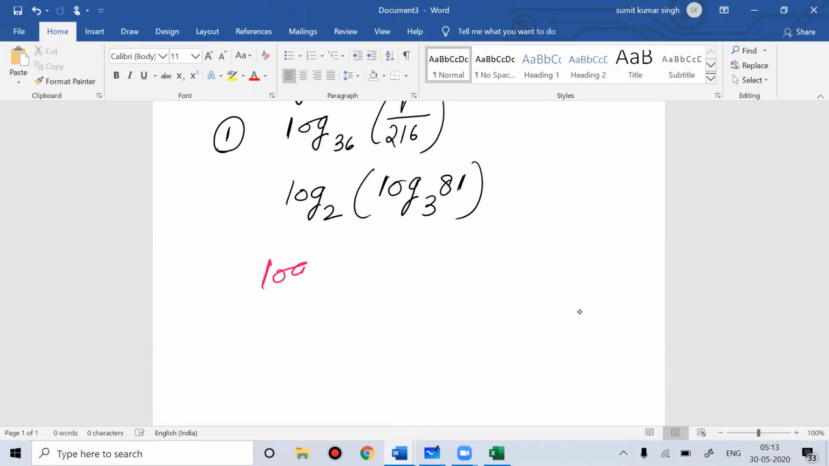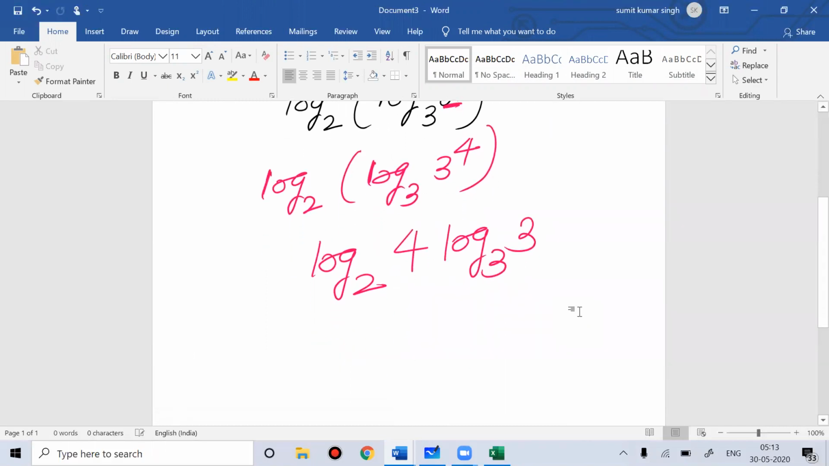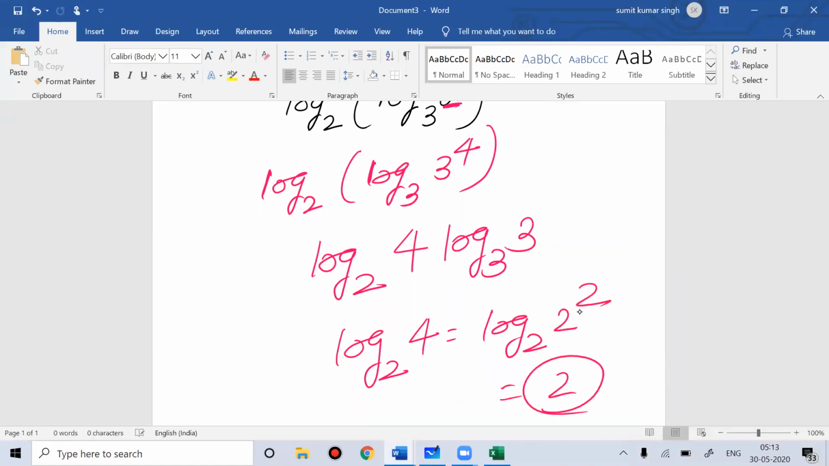So this is log base 2, this is log base 3, 81. You can write 81 as 3 to the power 4. Then you'll get log base 2, it will give you 4 log base 3, 3. Ultimately log base 3, 3 is 1. So you get log base 2, 4. Ultimately you can write this as log base 2, 2 square. Then you got the answer. Simple.